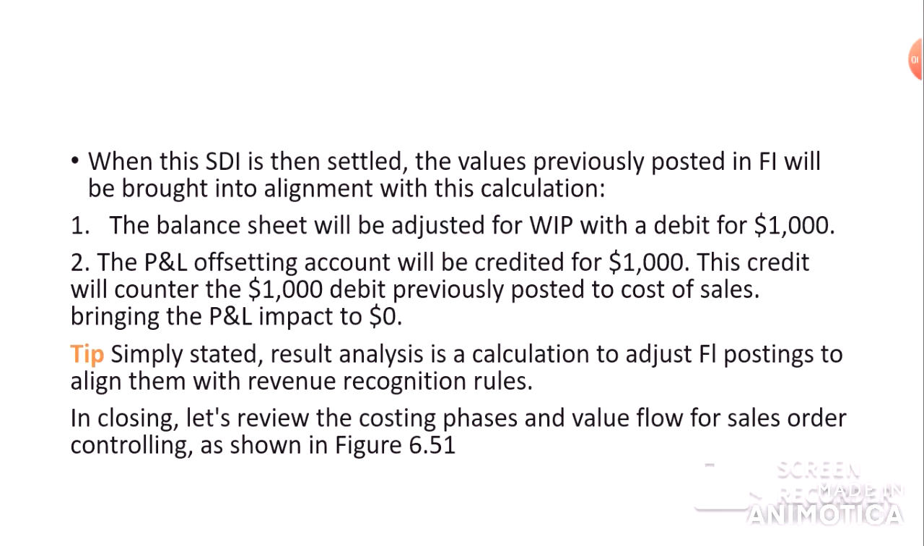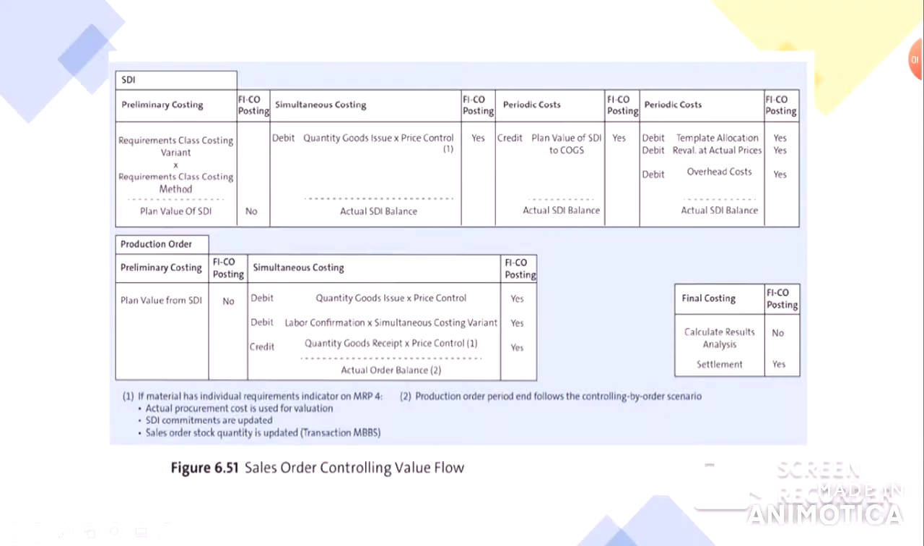In closing, let us review the costing phases and value flow for sales order controlling as shown in the figure. So SDI, preliminary costing requires requirement class, costing variant by requirement class, costing method, divided by plan value of SDI. FI posting no, simultaneous costing debit quantity goods issue by price control, and actual SDI balance. FI posting is credit is plan value of SDI to COGS, actual SDI balance. FI posting is periodic, in periodic costs, the debit will be template allocation, revaluation at actual prices, overhead costs.